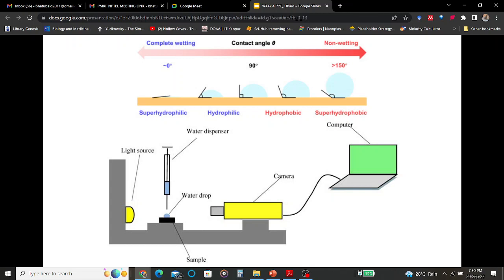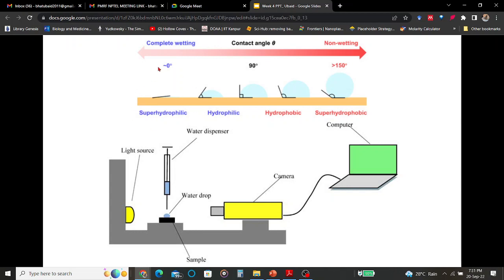So as you know, this contact angle measurement is done using water. With the help of the water dispenser or syringe, a water droplet is placed on the sample. After placing the water droplet, if the surface is hydrophilic or superhydrophilic, the water will disperse on the surface as the surface is water loving. And if the surface is hydrophobic, it is water hating, the water droplet will remain intact as a droplet and it will not disperse as the surface is water hating.